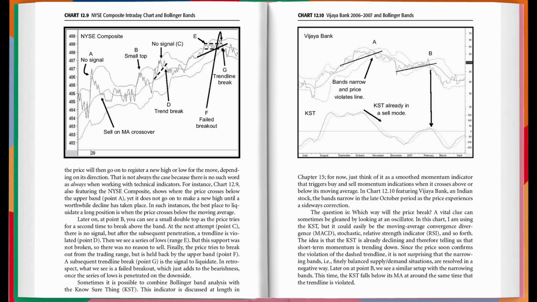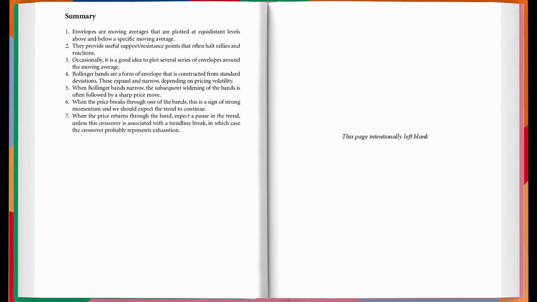Later on at point B, we see a similar setup with the narrowing bands. This time, the KST falls below its MA at around the same time that the trend line is violated. Summary. 1. Envelopes are moving averages that are plotted at equidistant levels above and below a specific moving average. 2. They provide useful support/resistance points that often halt rallies and reactions. 3. Occasionally, it is a good idea to plot several series of envelopes around the moving average.